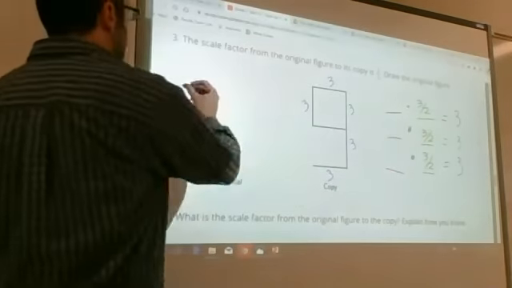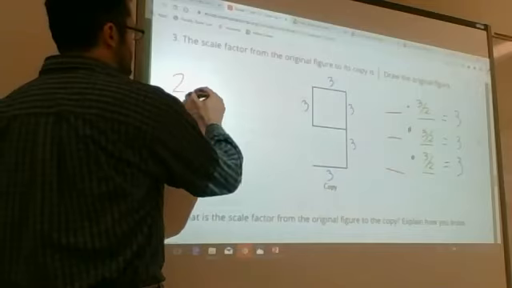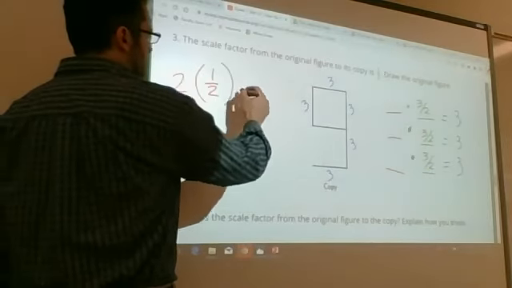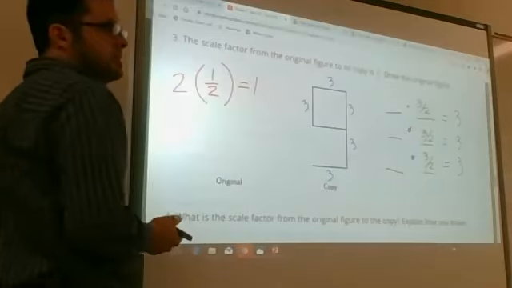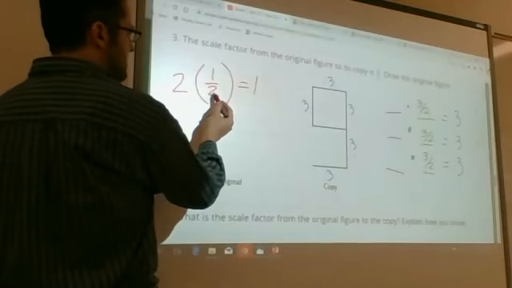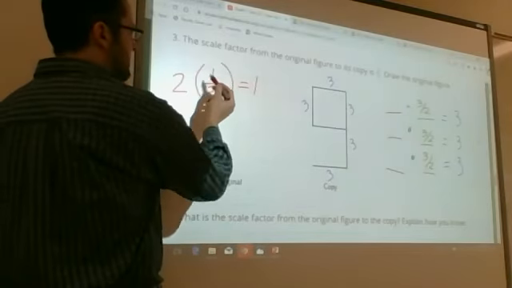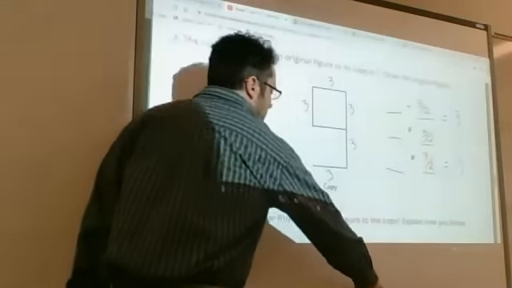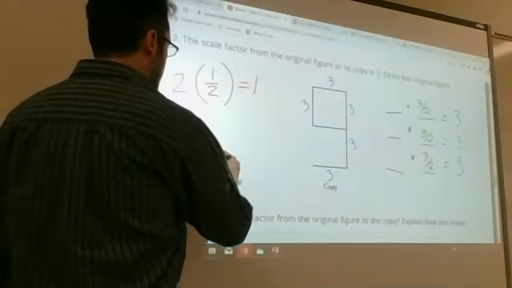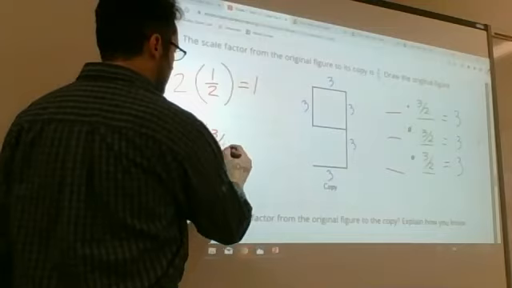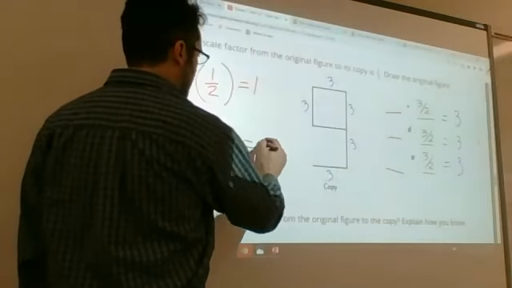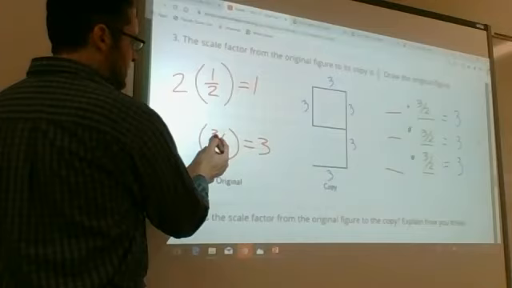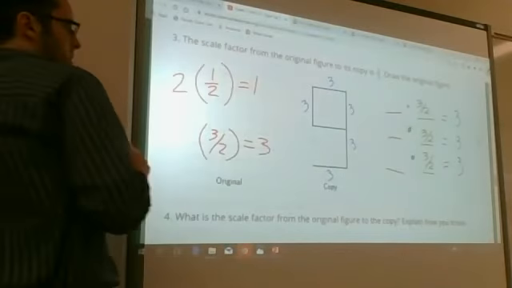Think about it this way. If I have 2 times 1/2, that cancels out to 1, right? Because this 2 cancels out with this 2, and I've got 1 left over. So what could I put right here? Cancel out this 2 where I just have 3 left over. 2.